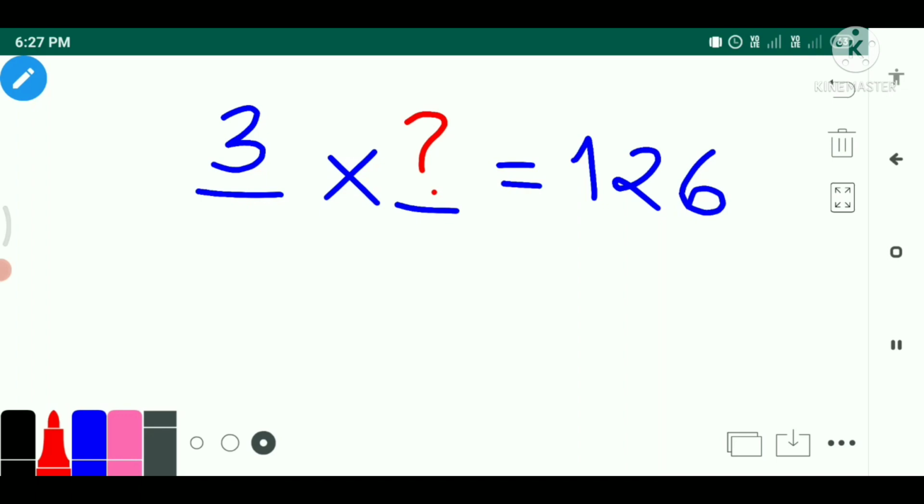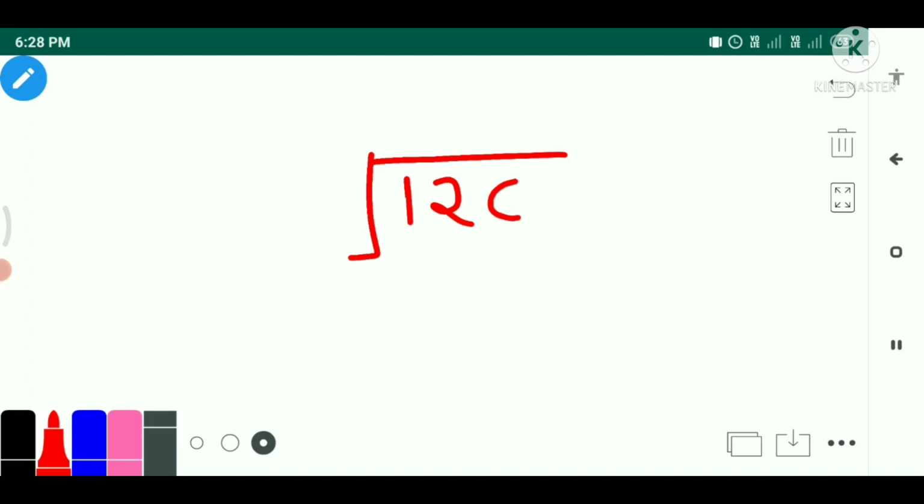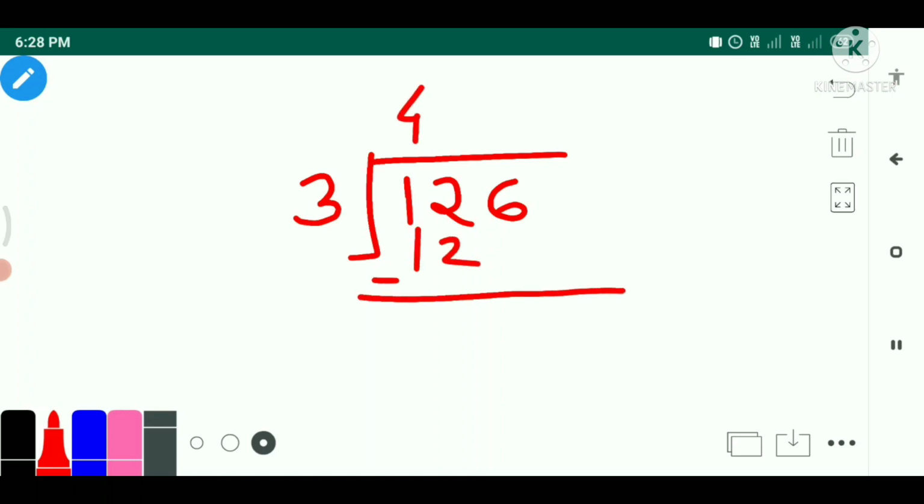So how we will do this one? We'll apply division. Okay, because if we divide this 126 by 3, then we'll get this number. 126 is our dividend and our divisor is 3. Now in 100 place 1 is there which is smaller than 3, so we'll take two numbers, that is 12. So now 3 4s are 12. We'll subtract, and now we'll get 0.